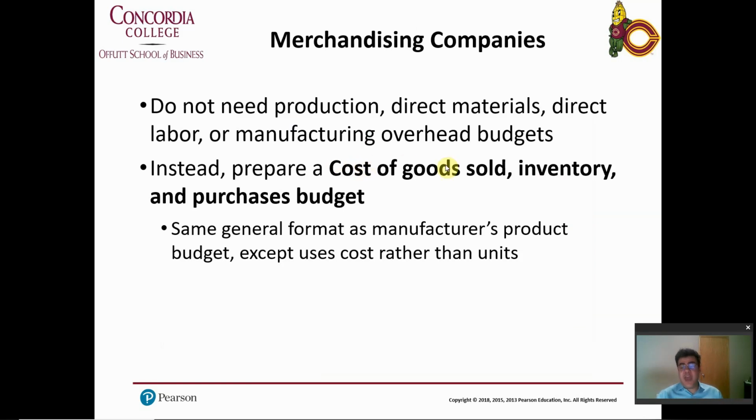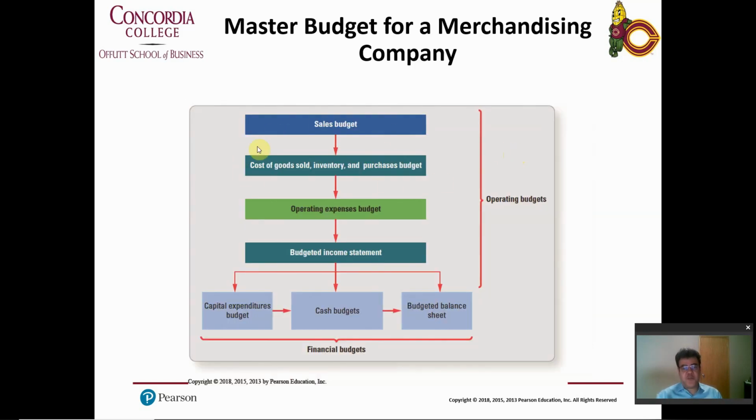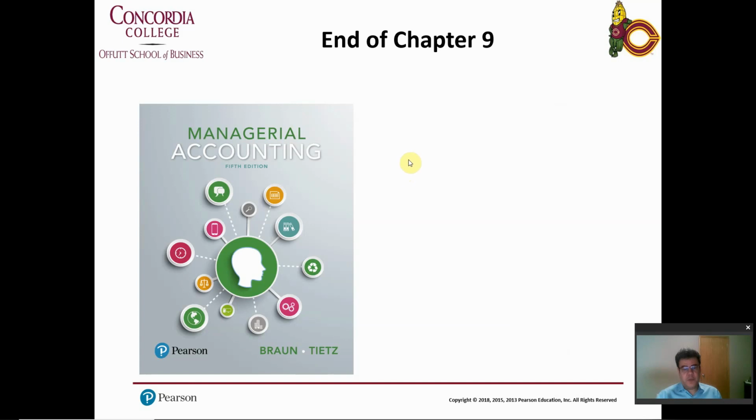Merchandise. We have no production. We have only cost of goods sold. So here, instead of production, we will have our cost of goods sold. So what is easier here? We don't need to split this number here in direct materials, direct labor, and manufacturing overhead.